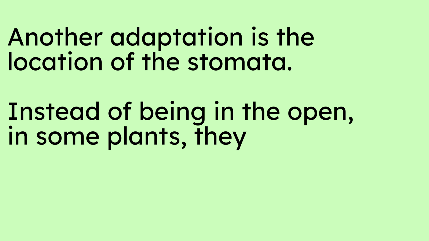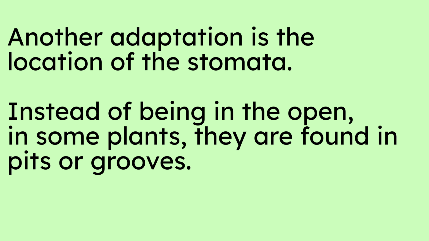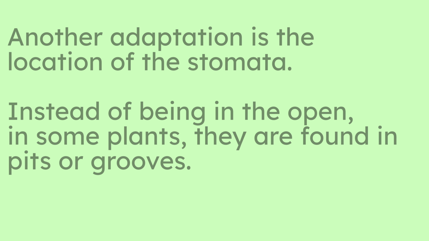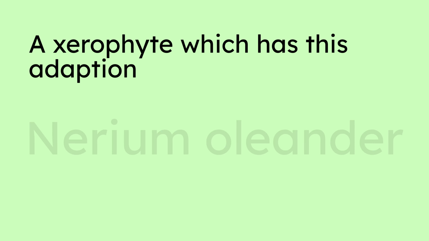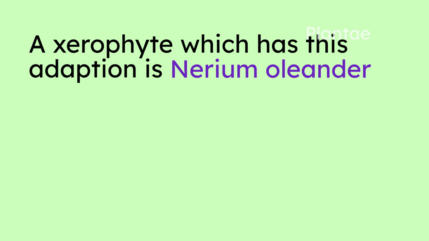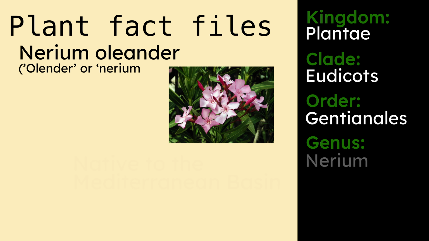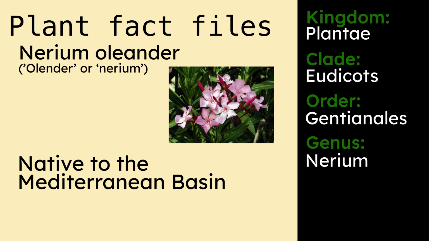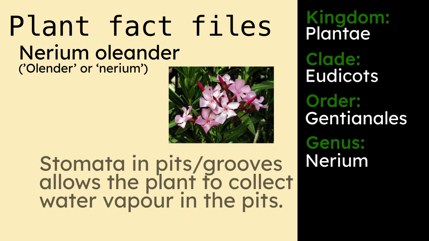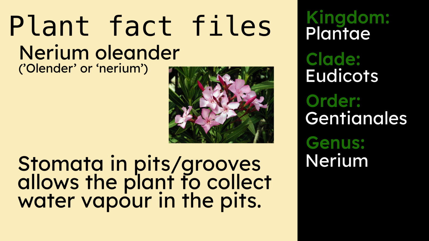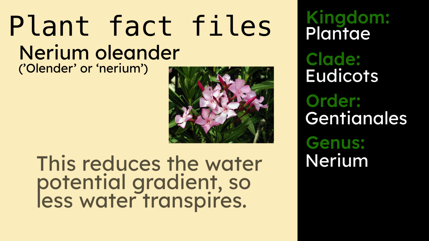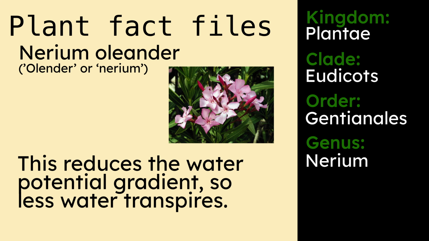Another adaptation is the location of the stomata. Instead of being in the open, like most plants, they are found in pits or grooves. A xerophyte which has this adaptation is Nerium oleander. It belongs to the genus Nerium and the clade Eudicots. Also, it's native to the Mediterranean basin. This adaptation allows plants to collect water and water vapour in these indentations. This, in turn, reduces the water potential gradient, so less water transpires.